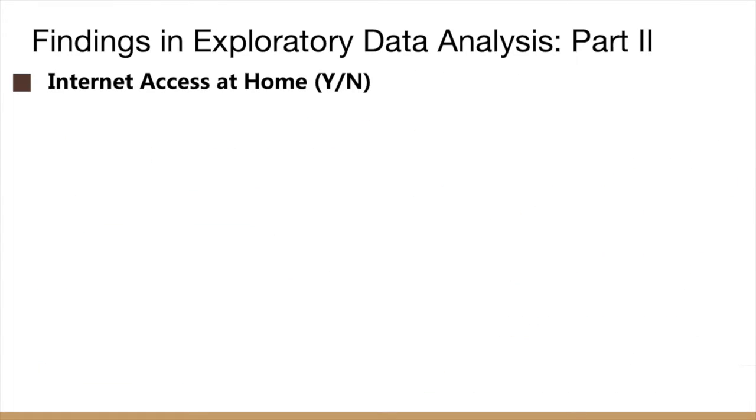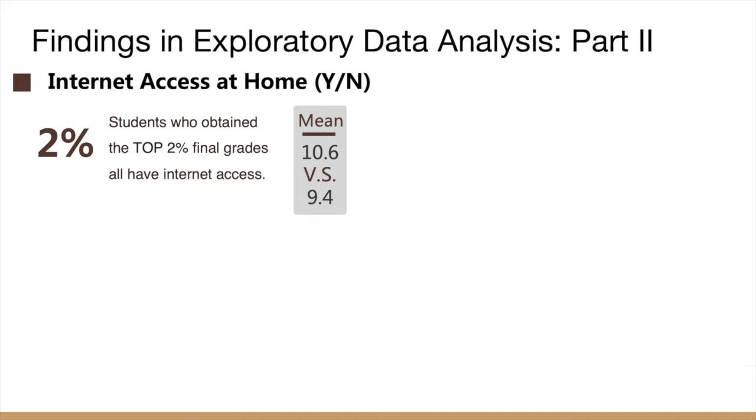And now let's move on to the next variable, internet access at home, another binary categorical variable. It appears that having internet access at home has a minor boosting effect on students' final grades. As we can see, the mean final grade for the internet access yes group is 10.6, while that for the no group is 9.4. And now for the bar graph.